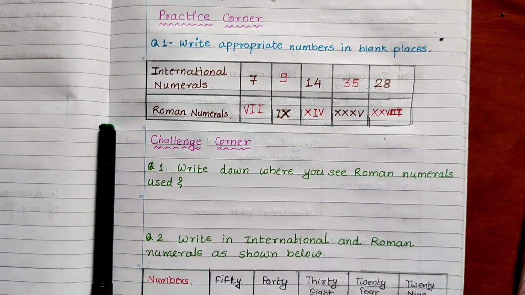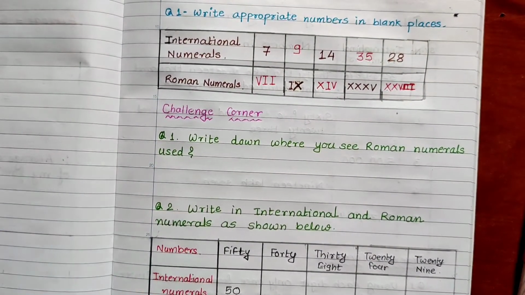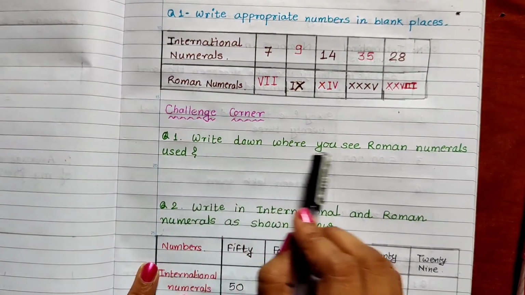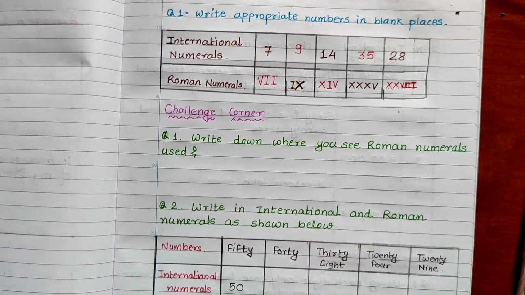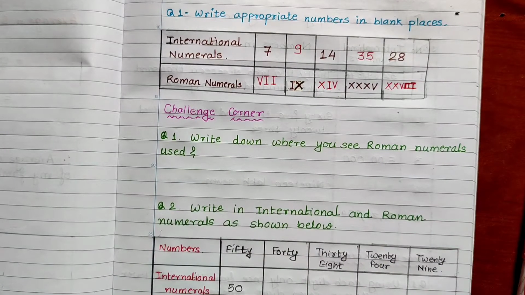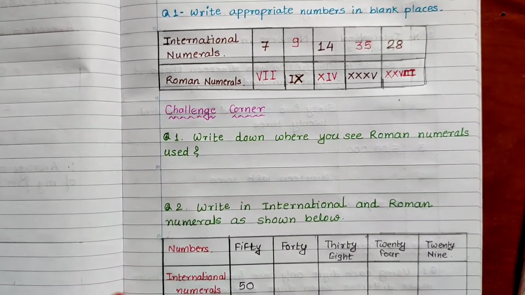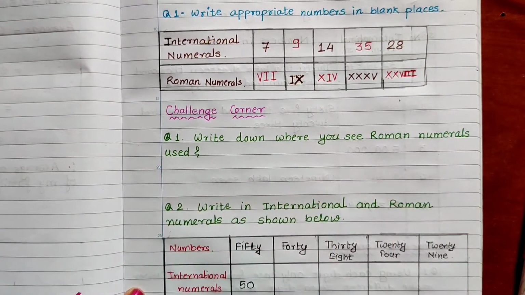Now let us go on to the challenge corner. What is there in the challenge corner? We have asked one question. Write down where you see Roman numerals used. So you have to think about it. You have to think about your observations in day-to-day life where you can see these Roman numerals. Wherever you can see, you will have to write the names of those places.